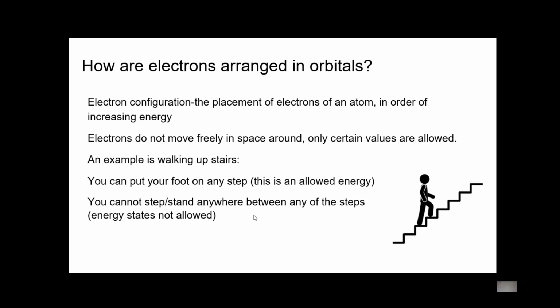This is like walking up a pair of stairs. You can never walk in the region that is holding the stair up, these vertical parts here. You can only walk on the flat horizontal parts. That is similar to allowed energy values and not allowed energy values. It's the same for electrons. They're only allowed in certain areas and not allowed in others.